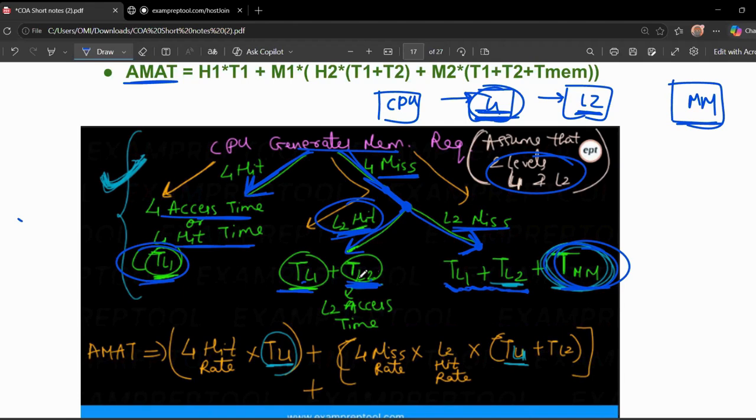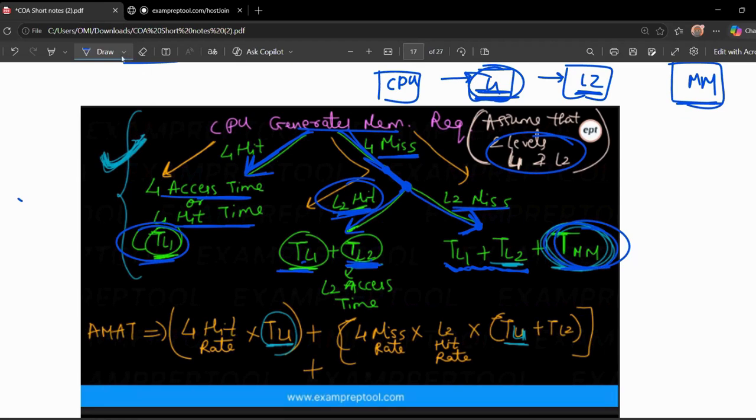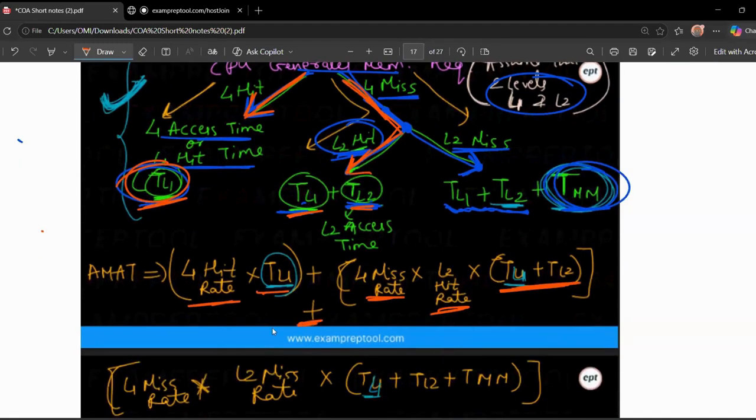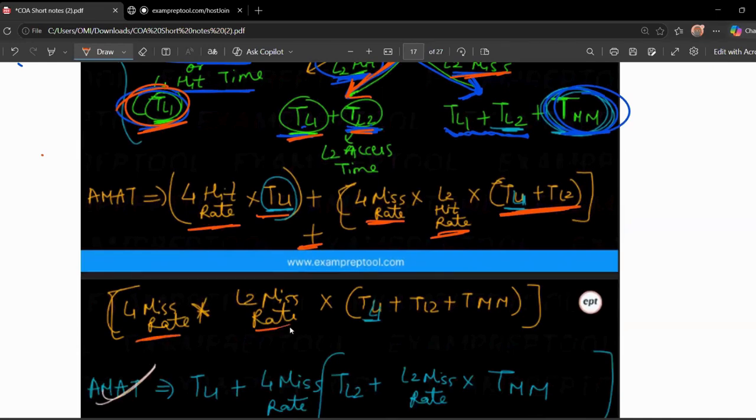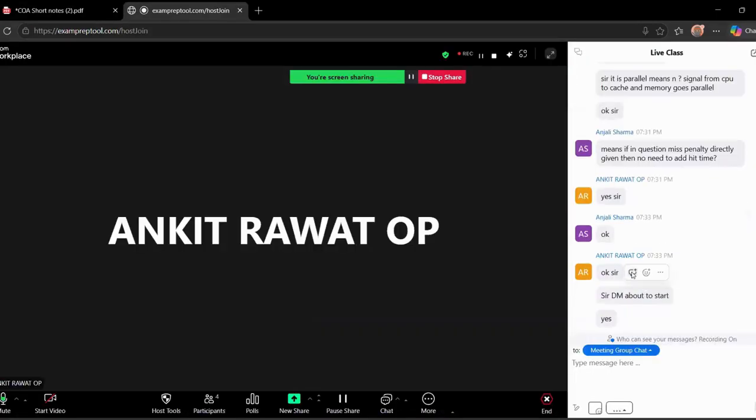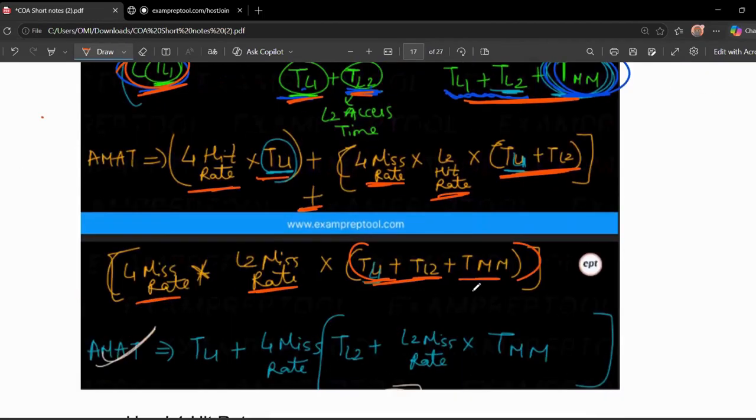Now just simple. You just have to follow each and every path. If you follow this path, then L1 hit into TL1, plus L1 miss into L2 hit into TL1 plus TL2, plus L1 miss and L2 miss into the entire time: TL1 plus TL2 plus T main memory. So every time, don't mug up anything. Just make the diagram and go with it.